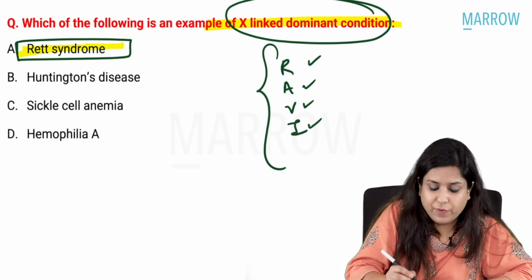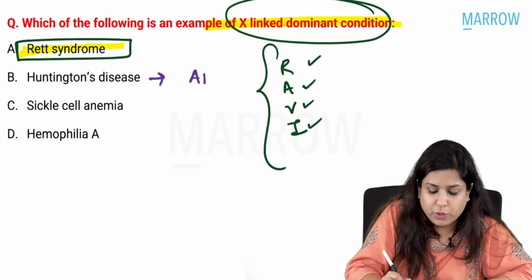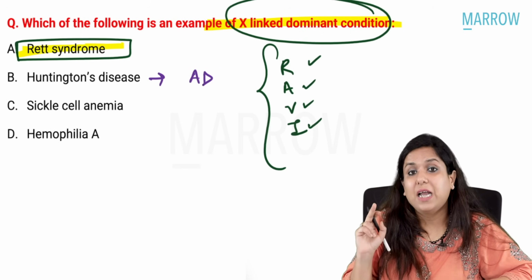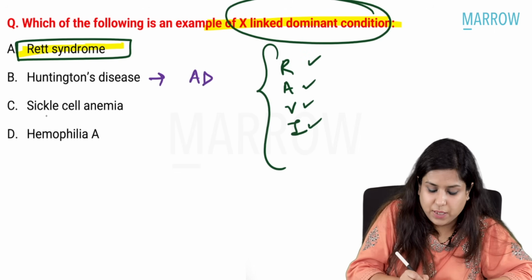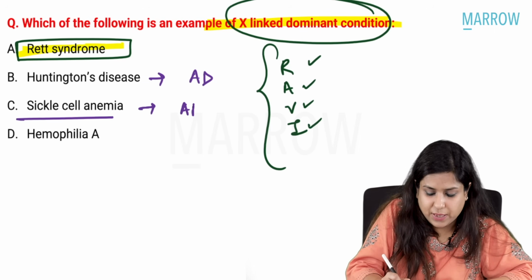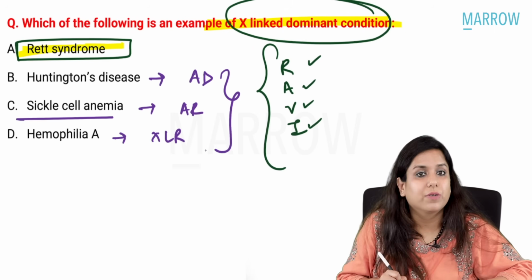Huntington disease, the mode of inheritance is autosomal dominant. Remember the mnemonic? He has a very dominant father, right? H for Huntington's. Sickle cell anemia, autosomal recessive. Hemophilia A is an X-linked recessive disorder, right?